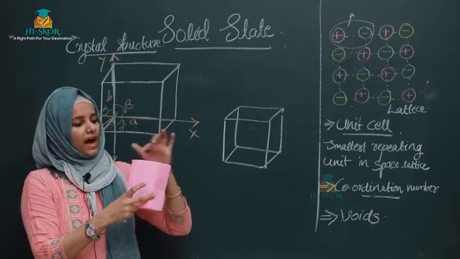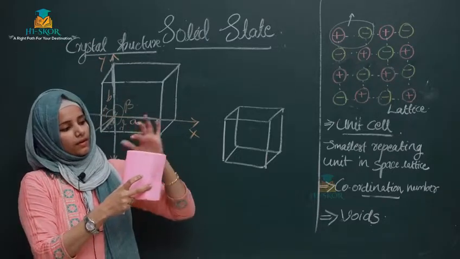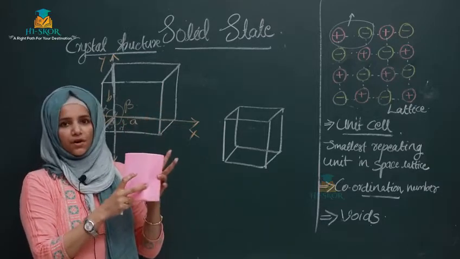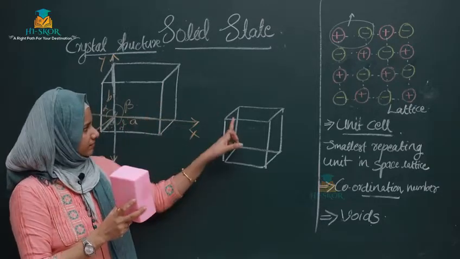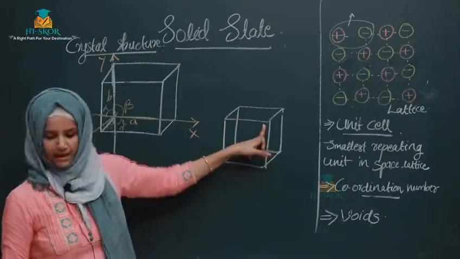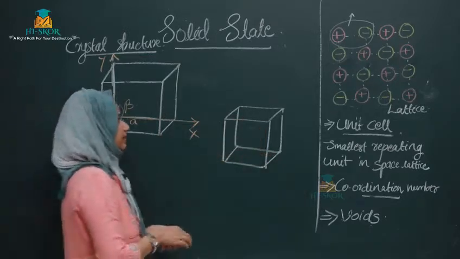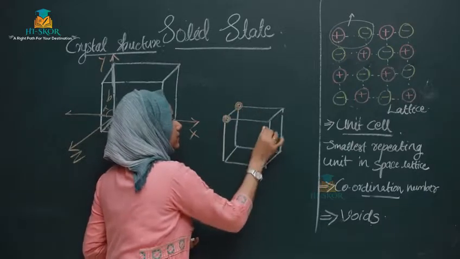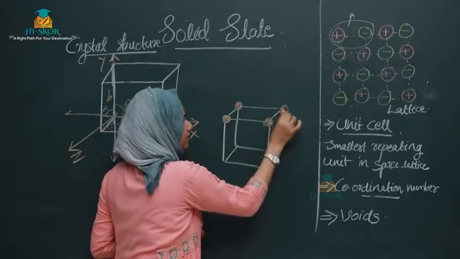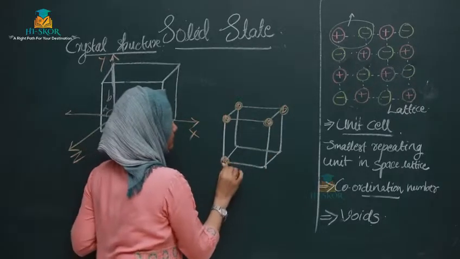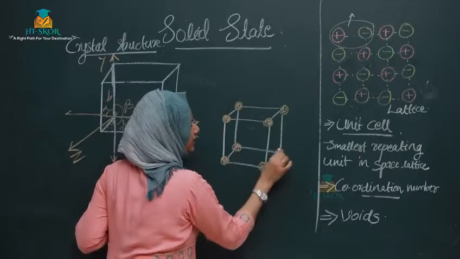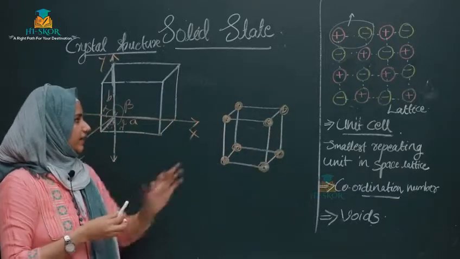We know we have 8 corners, 4 upper and 4 lower side. So we have 8 corners for a cube. So minimum we can represent 8 particles in this cube. Suppose this is the corners. So these are the particles present at the corners.